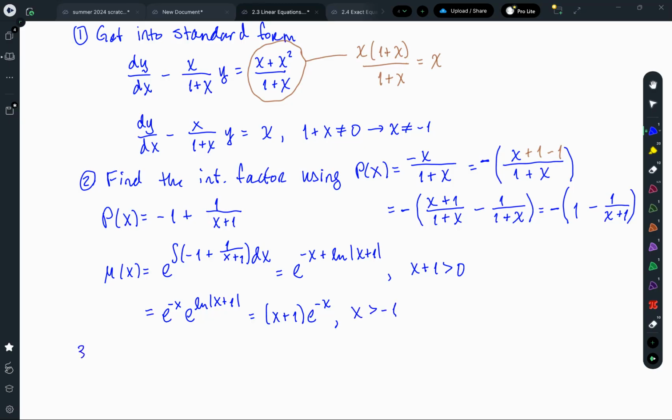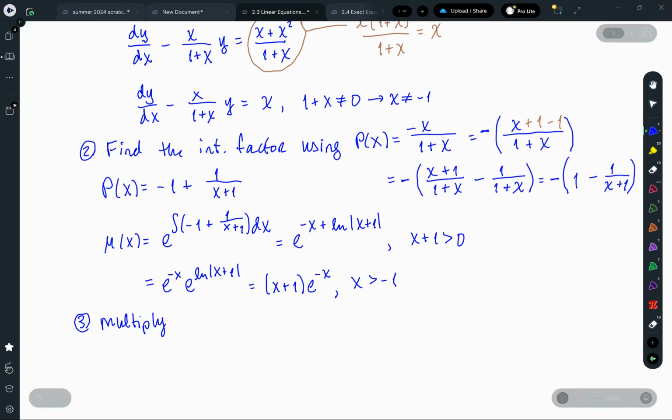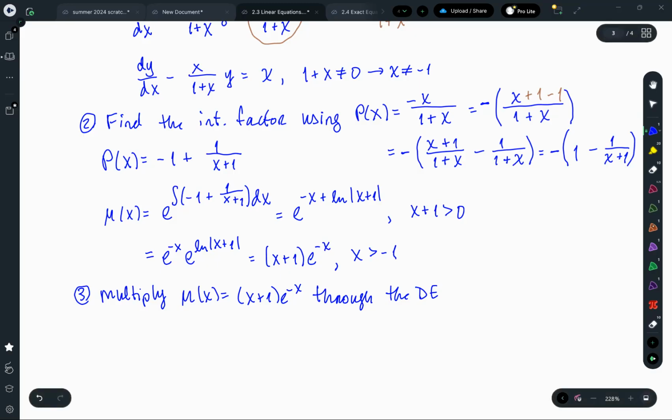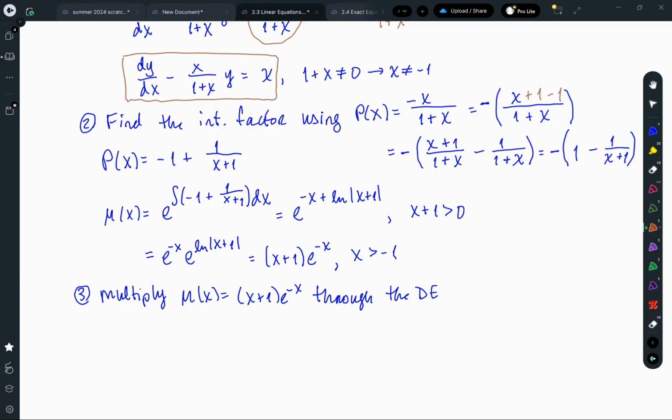I'm supposed to multiply that through the differential equation. So we'll multiply mu of x equals x plus 1 times e to the minus x through the differential equation. And when I do that, I'm multiplying it through this version of the differential equation. Okay, so I get x plus 1 times e to the minus x times dy dx.